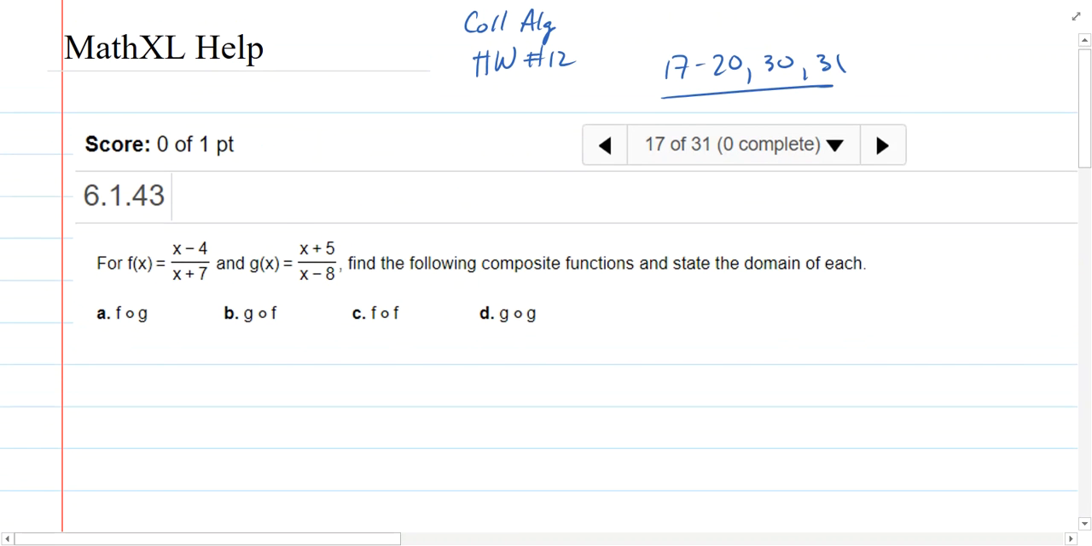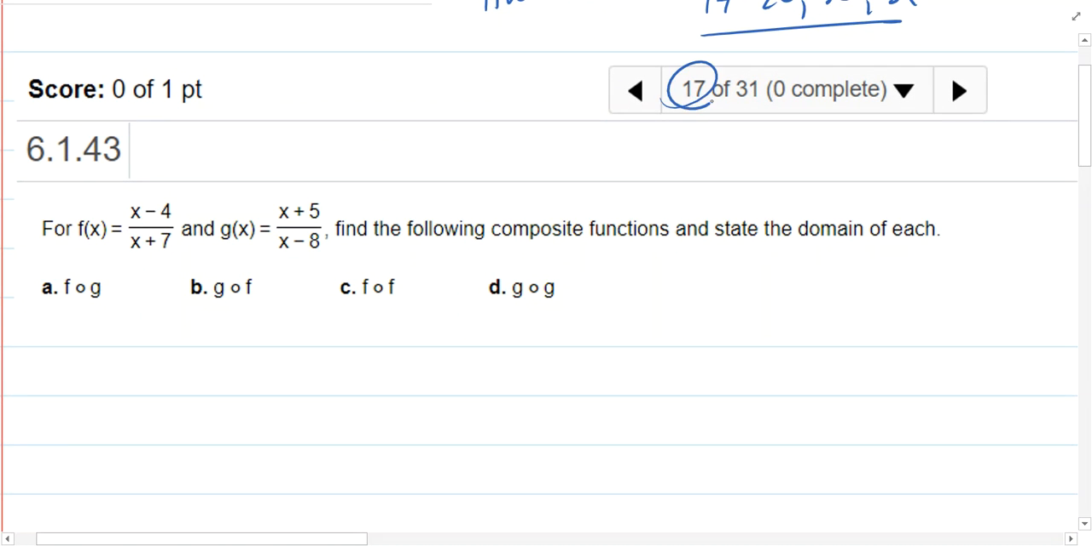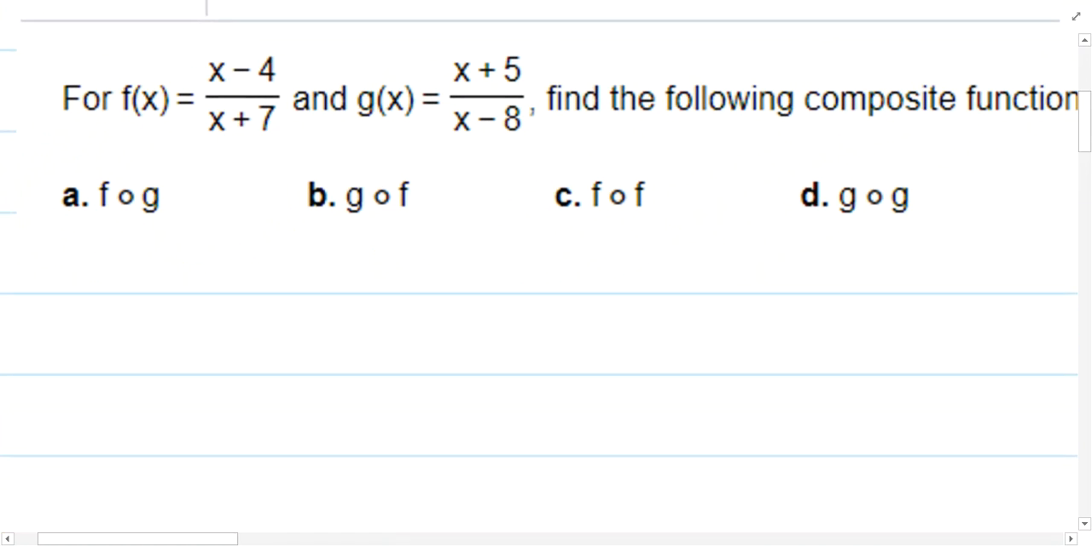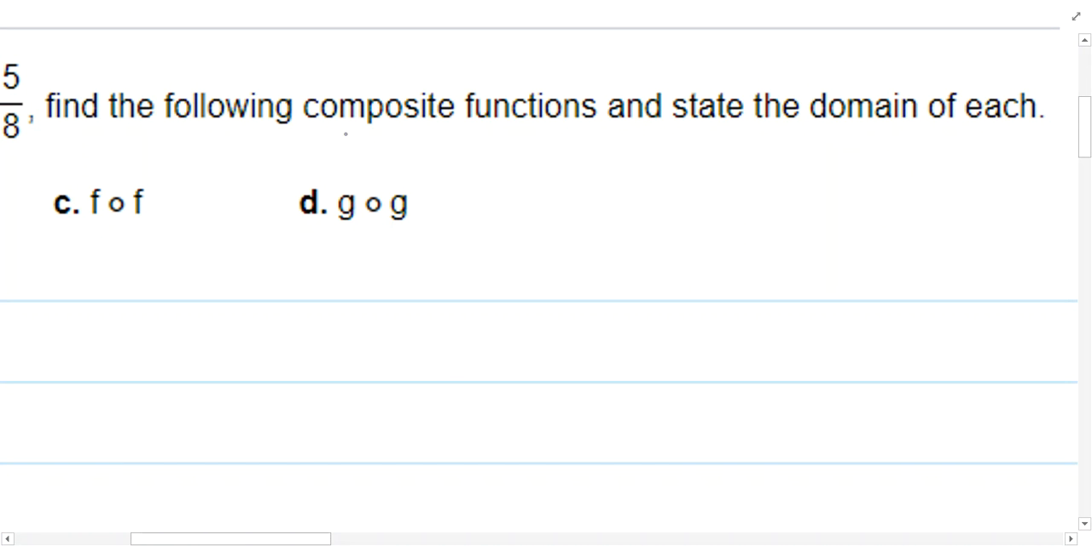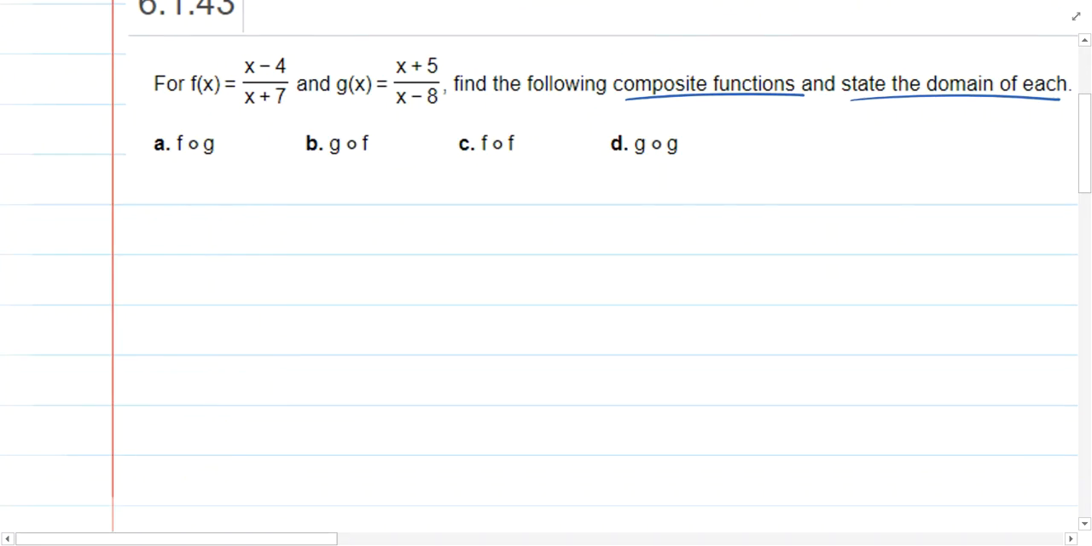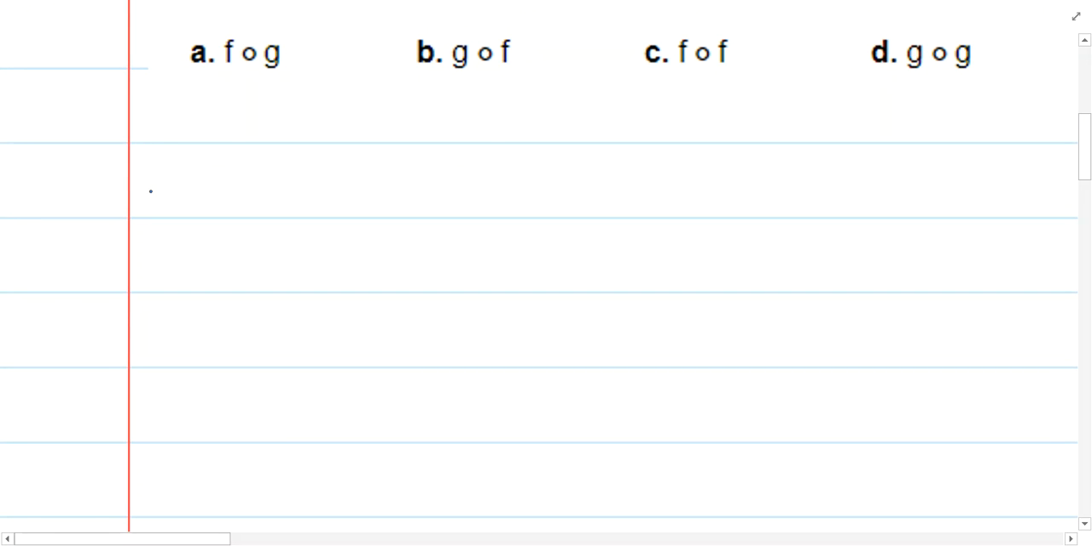Now, your question number 17 is going to look similar to this. It may not be identical, but it is similar. We have two functions that are rational, and we need to find the composite functions and then state the domain of each. So I don't think I'm going to work through all four parts, but I'll start with, say, part A. If our job is to compose f with g, that means to compose f with g at x.